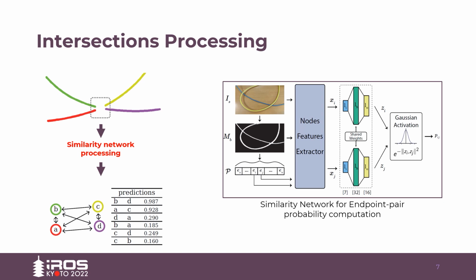The similarity network is employed for processing the intersections. The feature vectors of the endpoints of 2 candidate segments are compared via a shallow neural network, and the probability of their connection is predicted. The similarity network takes as input the source image and the binary mask, along with the endpoints to test. The feature vectors are thus computed integrating the segment's thickness and endpoints' local colors and directions. The connection probability between endpoints is obtained by computing the distance of the embeddings followed by a Gaussian activation function. An example of the similarity network output is provided at the bottom of the slide.